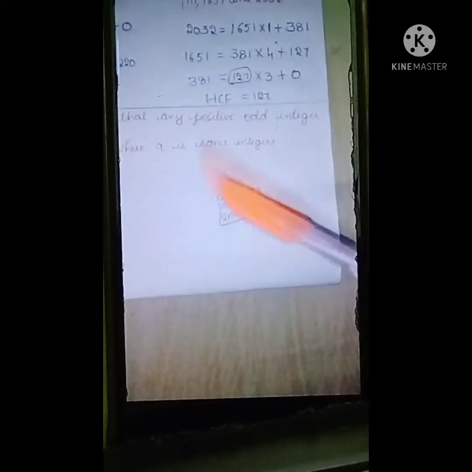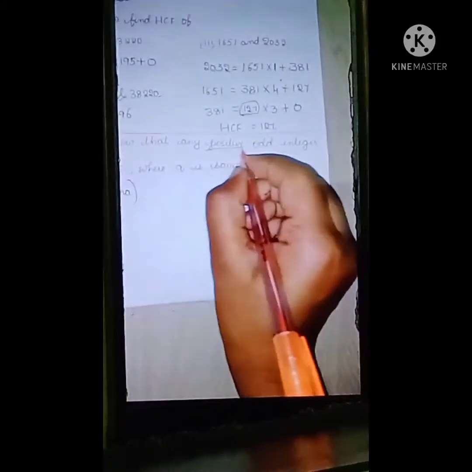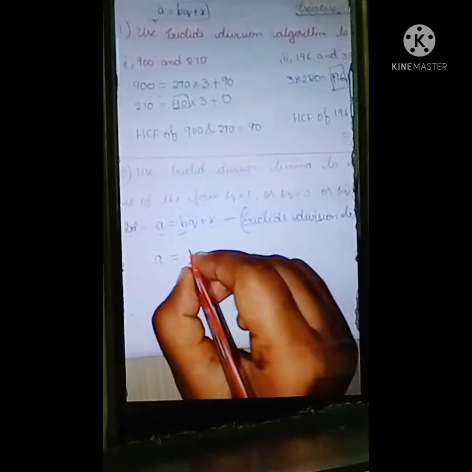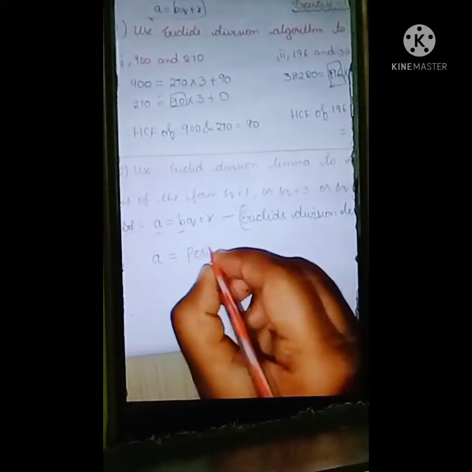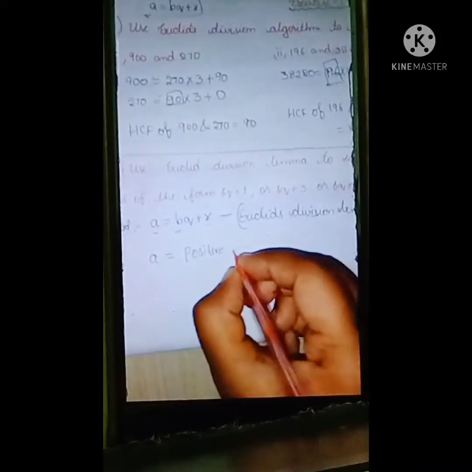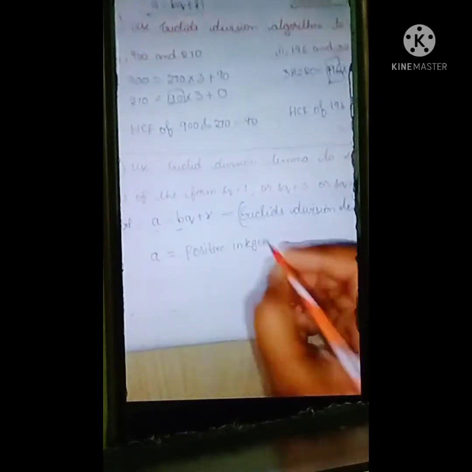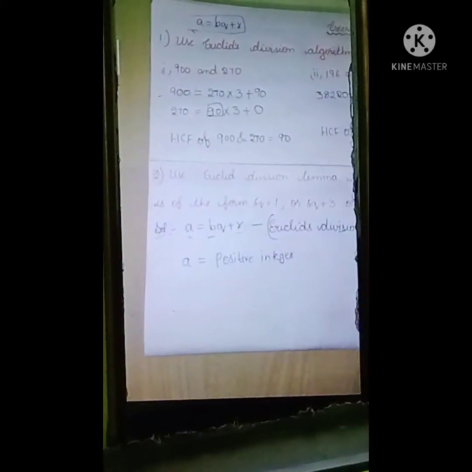We know that we can't take only an even number or only an odd number. So we are taking only a positive integer. It may be even or odd. So we are taking A as any positive integer.